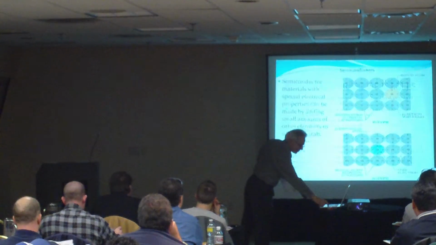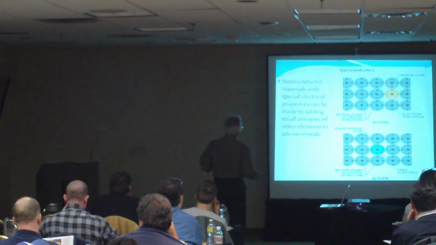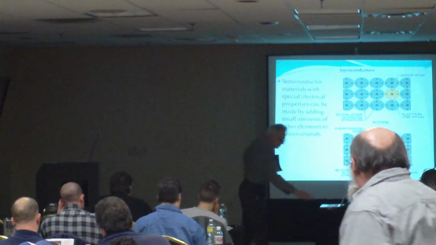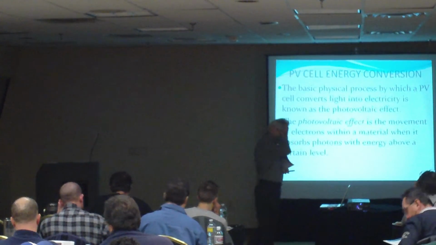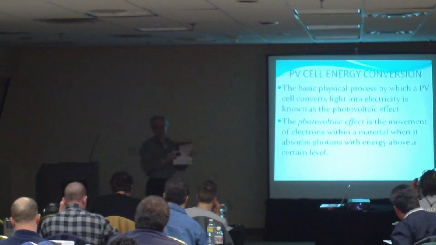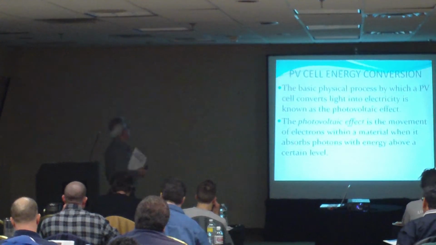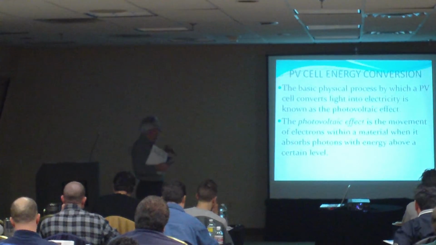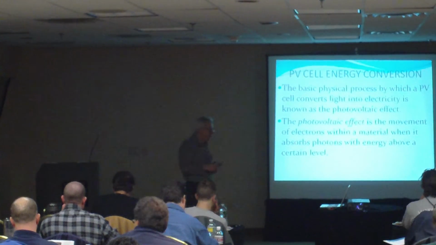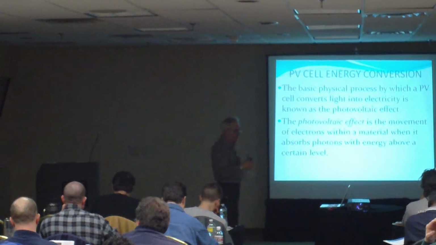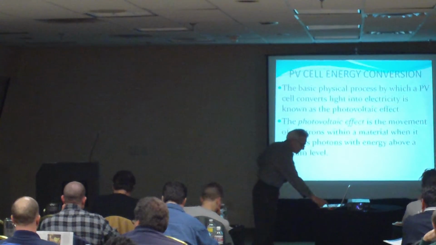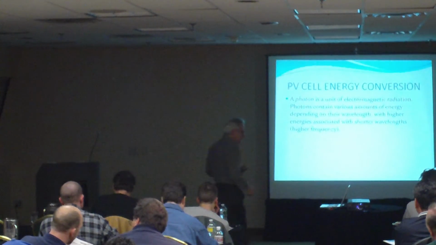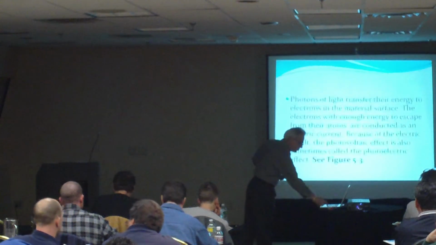Okay, let's go through the manufacturing. The typical representation of the types of semiconductors and how they're put together. We saw them in the book. We don't want to go through that again. The method of operation of converting solar energy to electricity is known as the photoelectric effect. That is nothing more than the movement of electrons within a material when it absorbs photons with energy above a certain level. We talked about a photon: part of electromagnetic radiation. It has a mass, moves and produces energy.